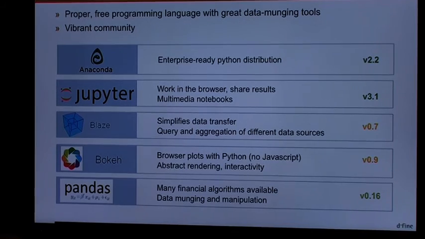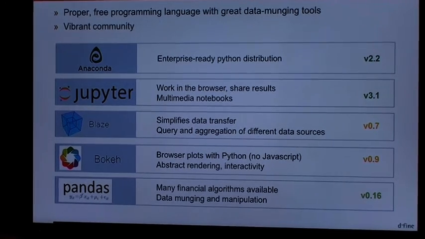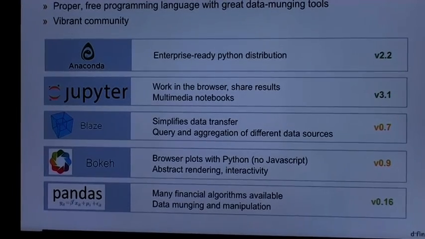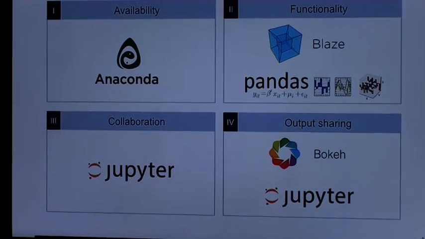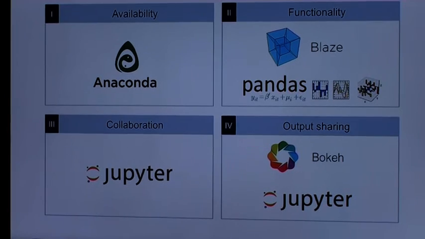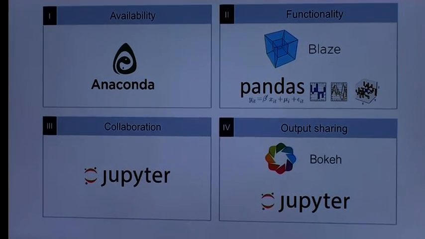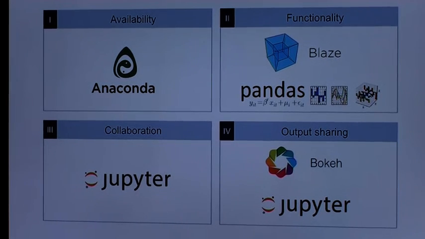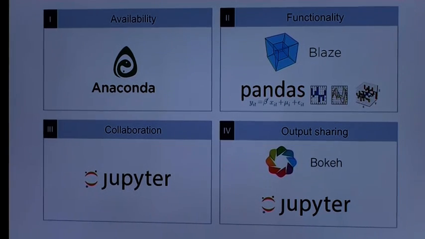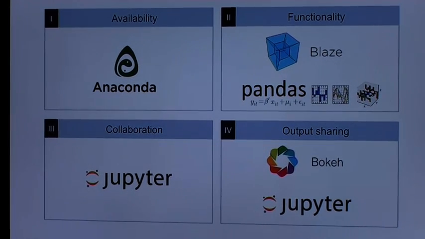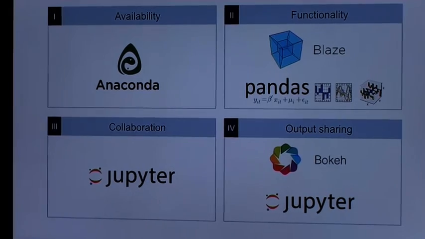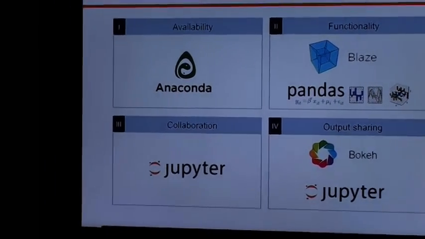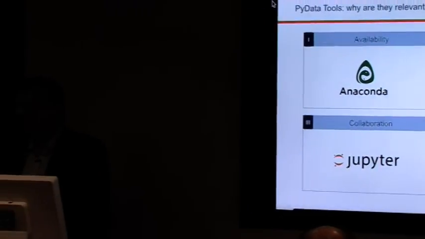You have Blaze, that I find very interesting to transfer data around. You have Bokeh to show the results. And you have Pandas, and Pandas delivers a set of functionality that is very, very interesting. So again, availability would be covered by Anaconda, the functionality by Pandas, and a bit by Blaze with aggregations and transfers. Collaboration with Jupyter, you would be delivering your notebooks and letting people continue. And then sharing your results again with Jupyter notebooks, and then making some nice plots with Bokeh. So this was the setup. This was the map that I've made of the reasons to the existing tools, and I wanted to explore this.